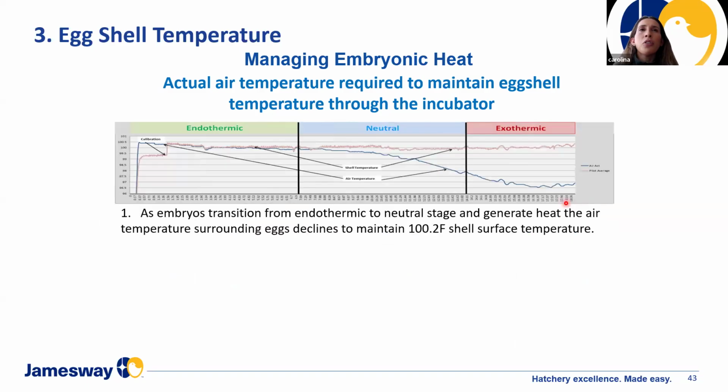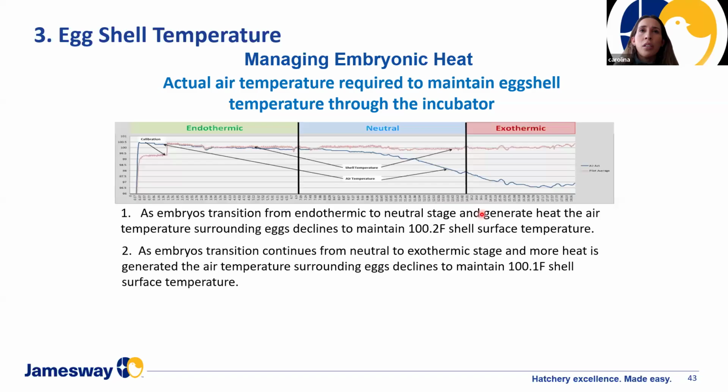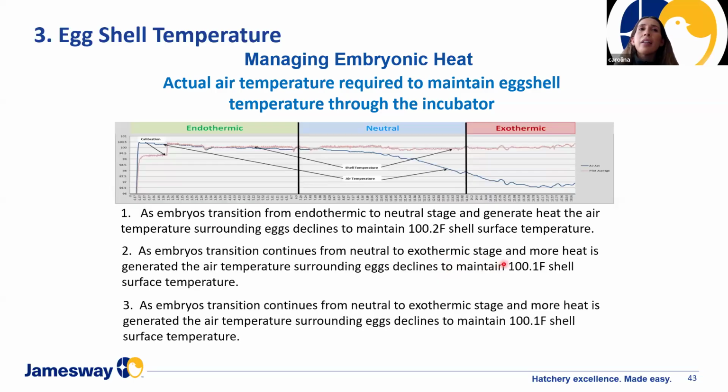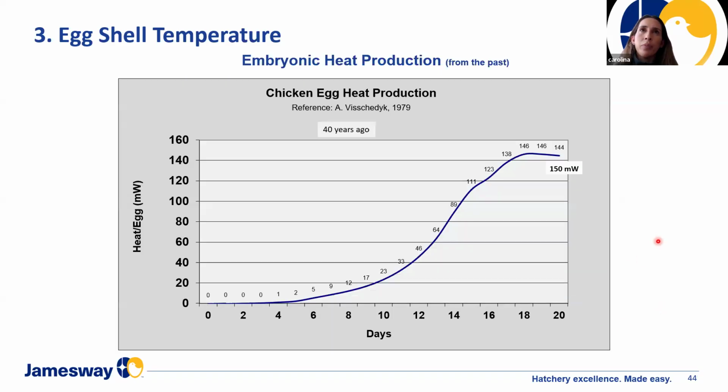So as embryos transition from endothermic to neutral and generate heat here, the air temperature surrounding the eggs declines to maintain 100.4 Fahrenheit. As embryos continue to transition from neutral to exothermic stage, and more heat is generated, the air temperature surrounding the eggs should be declined. And again, as embryos transition from neutral to exothermic, more heat is generated and it should be pulled by lowering temperature.